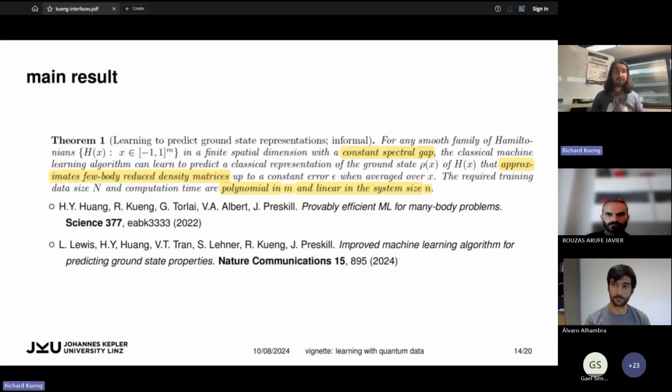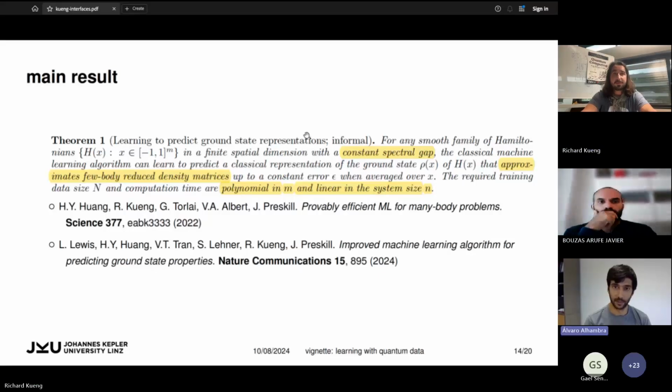And a very smart Caltech SURF intern student, Laura Lewis, did it one better and got an almost exponential improvement in the cost. So actually she could show that the number does not scale polynomially, but only logarithmically in the number of qubits. Again, on the strong assumption of a constant spectral gap, but still everything scales logarithmically in the number of qubits, which potentially opens the door to really go to big systems.